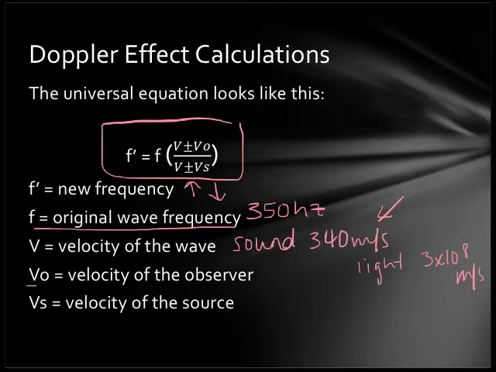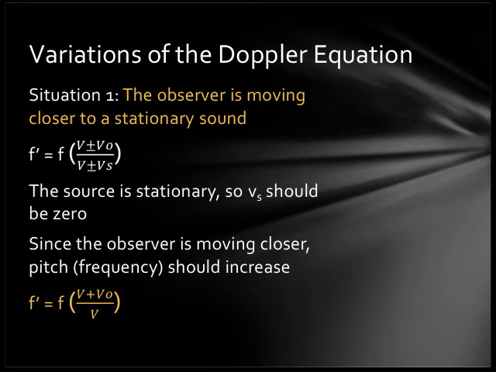And then VO stands for velocity of the observer, so the person actually hearing or seeing. And then VS is the velocity of the source, so that's going to be the thing emitting the sound or emitting the light. So, we can split this up into 4 different types of situations.